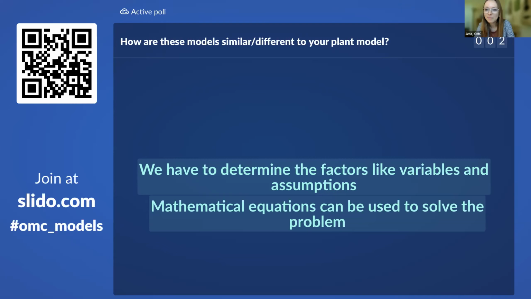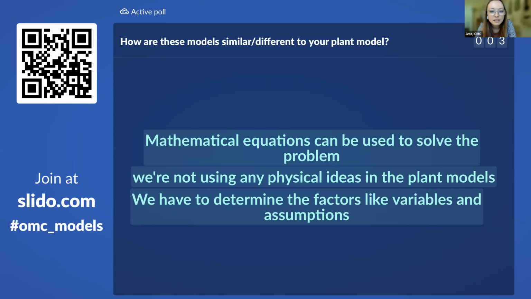Great similarity. Yep. So in all of the models we looked at and the model you're working on, it basically boils down to mathematical equations that are being used to solve the problems. Yeah, we're not using any physical ideas in the plant model. And that's actually one of the main takeaways that we were hoping you would get, that there are different kinds of mathematical models you could be working on.